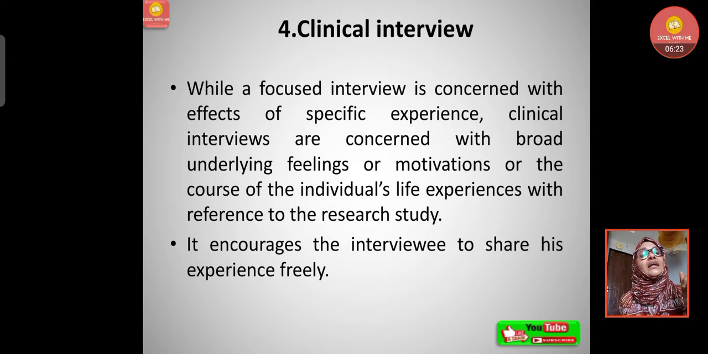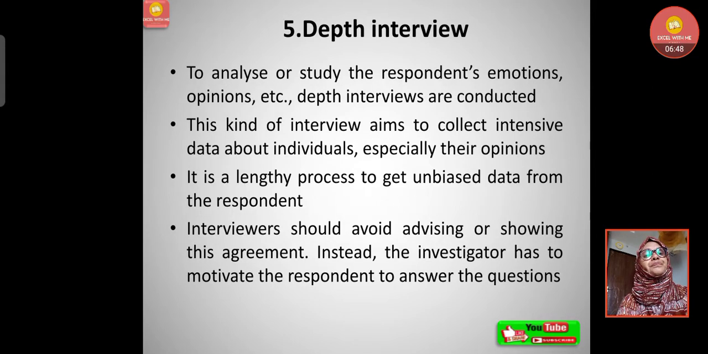So here in the focused interview, it is already said that it is semi-structured. Now here, what is the clinical interview? It is concerned with the broad underlying feelings or motivations that the subject has during his or her life experiences. It encourages the interviewee to share his experience freely here.